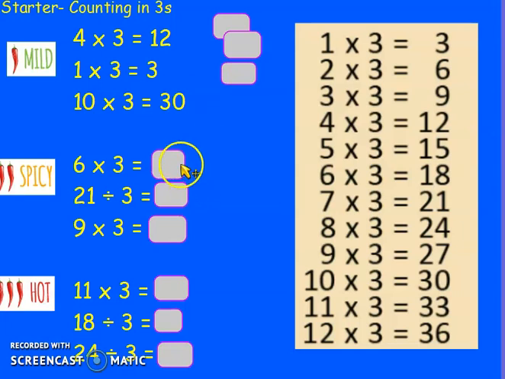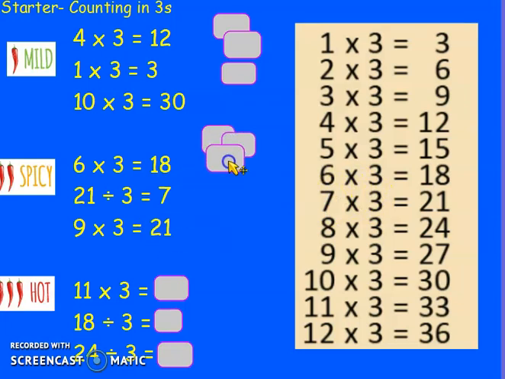Spicy challenge. 6 times 3 is 18. 21 divided by 3. Remember, we're doing the inverse, is 7. 9 times 3 is, should be 27. Well done.